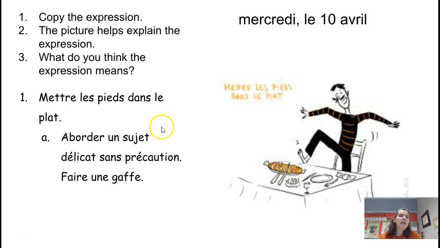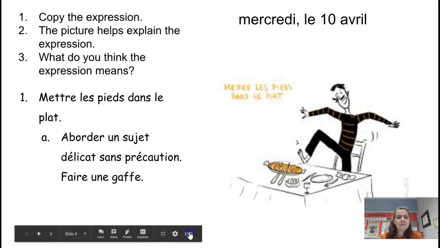We also looked at the explanation, aborder un sujet délicat sans précaution, ou faire une gaffe. So, to approach a delicate subject without caution. Basically, again, speaking and saying things about something before thinking it through. So that was what that was.